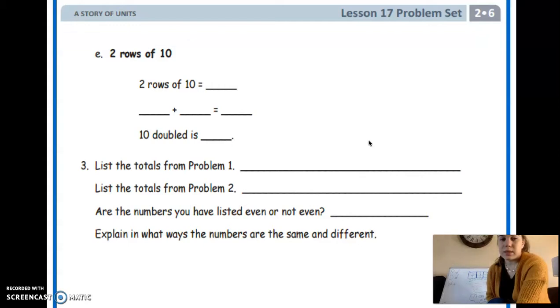And then number 3 says list the totals from problem 1. List the totals from problem 2. And then it says, are the numbers you listed even or not even? Explain in what ways the numbers are the same and different. So that is all that we have for today.